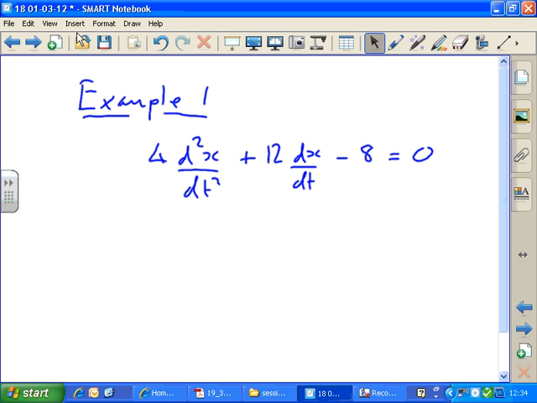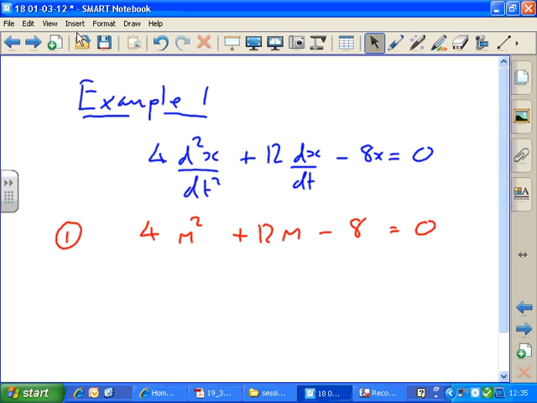We want to try and solve this. So step 1, form the auxiliary equation. All we do is replace the differential with m. So we write 4m squared plus 12m minus 8 equals 0. I actually made an error here, of course. If you think back, that's minus 8x, isn't it? Because the restoring force also depends on x. So 4m squared plus 12m minus 8 is the auxiliary equation.